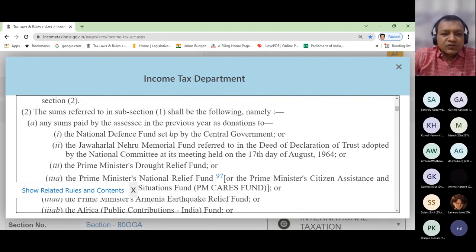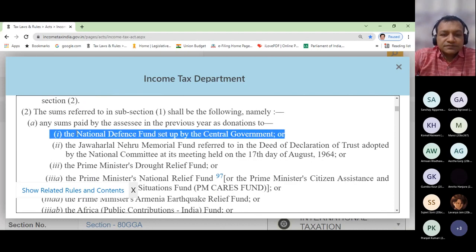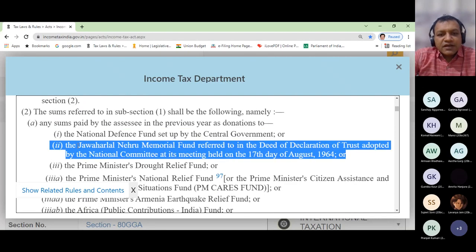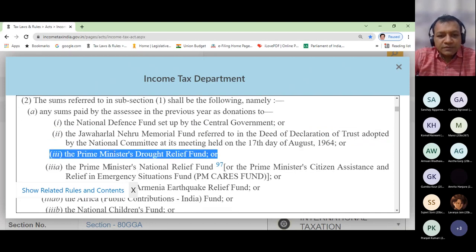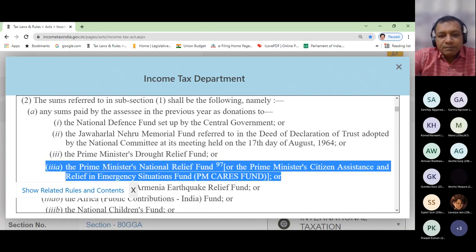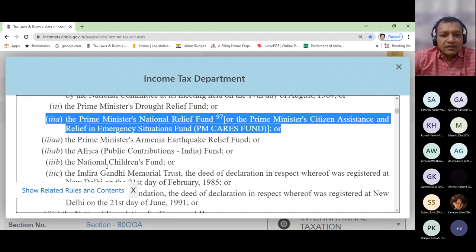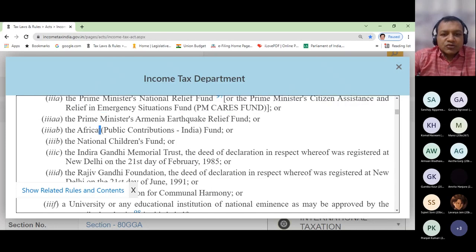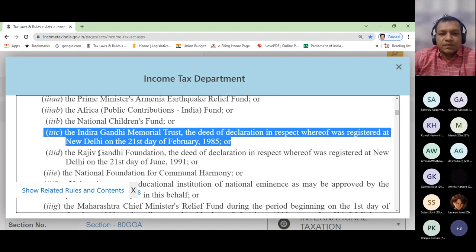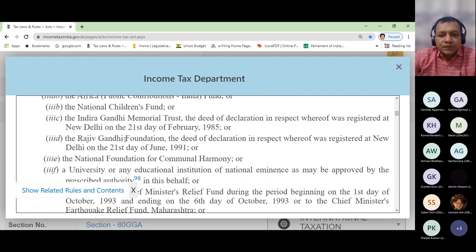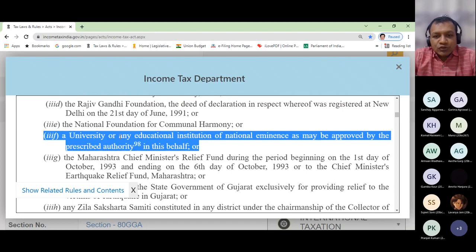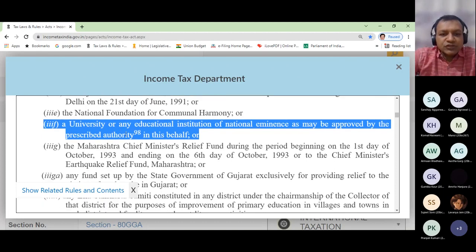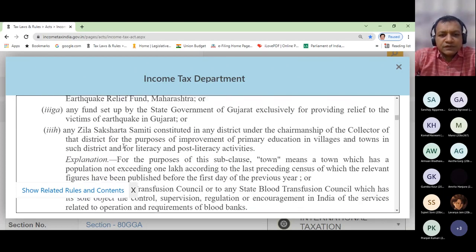These are some funds. You can see the example: National Defence Fund, Jawaharlal Nehru Memorial Fund, Prime Minister Drought Relief Fund, Prime Minister National Relief Fund, PM Cares Fund, Africa Public Contribution India Fund, National Children Fund, Indira Gandhi Memorial Trust, Rajiv Gandhi Foundation, University or educational institution of national eminence, Maharashtra Chief Minister Relief Fund. There are many such funds.